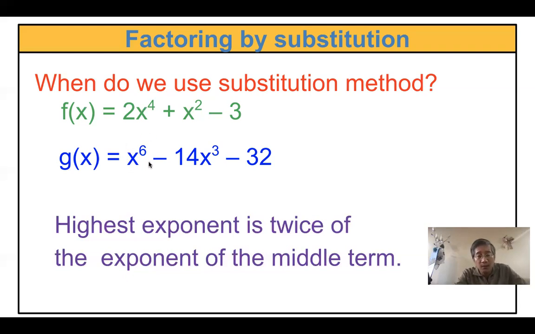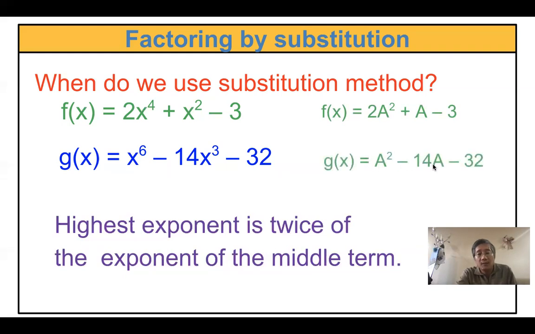So a squared, and then x cubed will be a, or b squared, b, doesn't matter. So then you can use a quadratic equation again, you can factor. That's the point, all right? So this one, you can substitute like the 2a squared plus a minus 3. And then g of x will be a squared minus 14a minus 32.